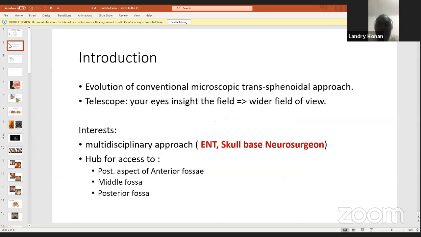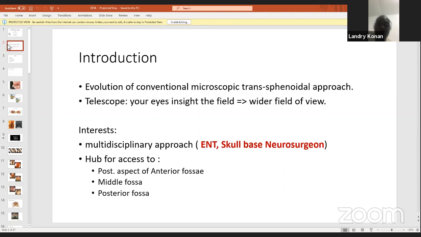Okay, so let's go to the next slide. As an introduction, the transsphenoidal approach is a very hard approach. One of my masters reminded me that Egyptians used to dig a hole through the nose to suction the brain in order to make the embalming. So a long time ago, people knew that you can get to the brain through the nose. Later on, we developed the microscopic transsphenoidal approach, and this is something that we learned decades ago.